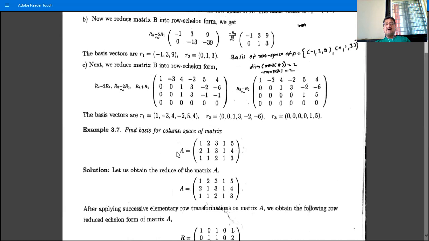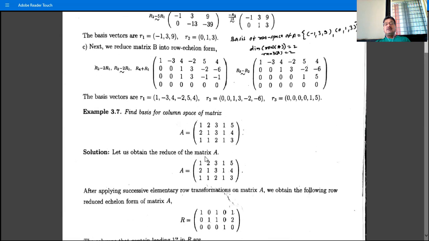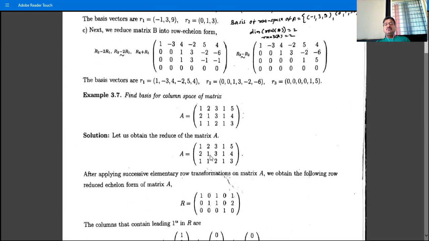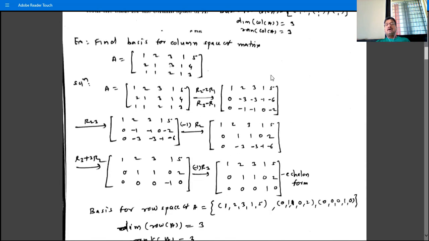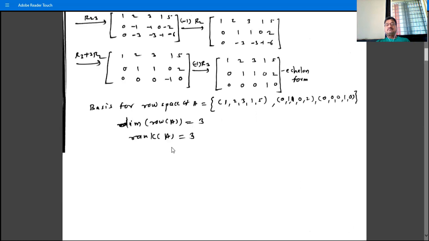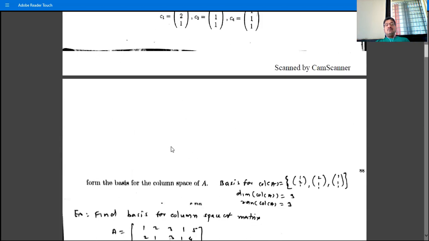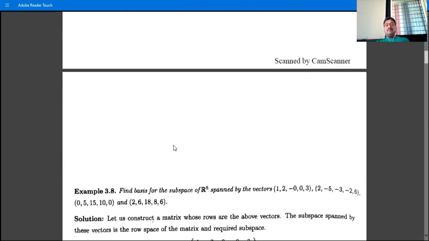So in this example, we have verified that the dimension of the row space of A and the dimension of the column space of A are both 3, both the same. And this common value is called the rank of A.